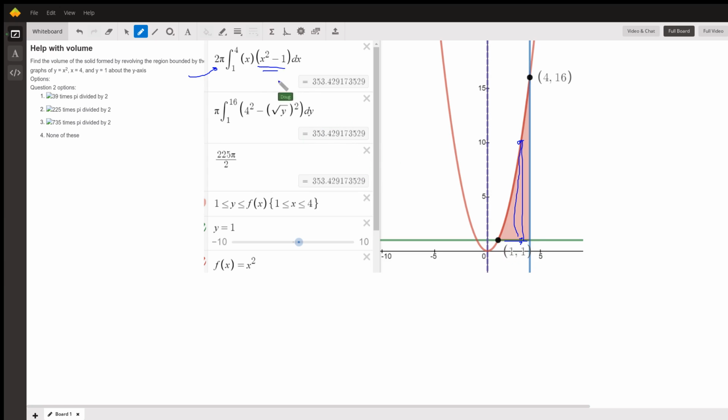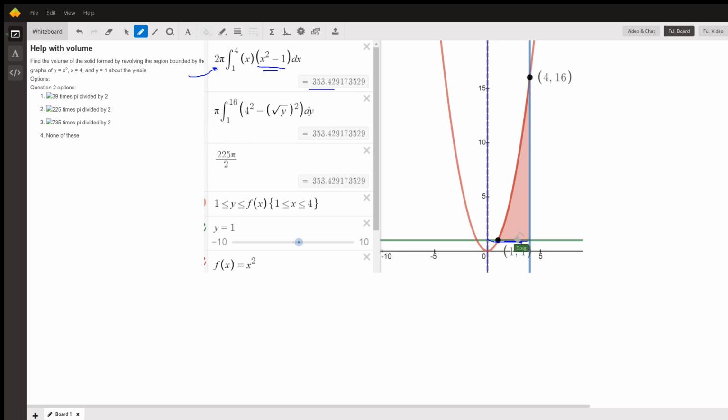The value x is the distance from the axis of revolution to the center of a typical shell, or the average radius. And that would be x minus 0, or just x. And of course, for the shell method, it's 2 pi times that. And we're integrating from 1 to 4. You can see we get 353.429.